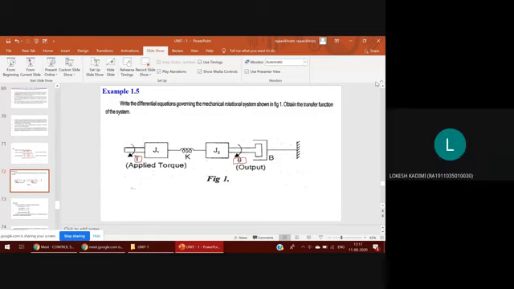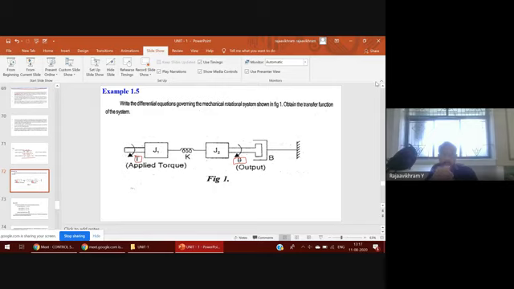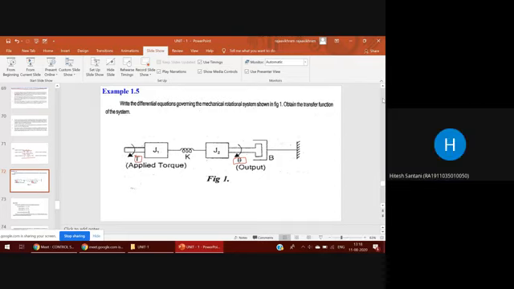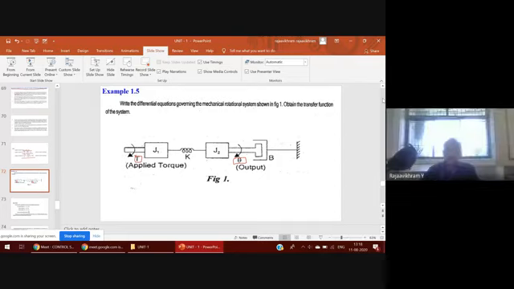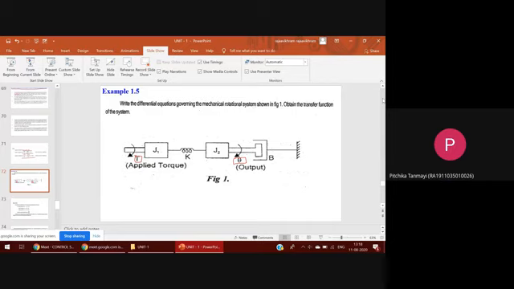So please first draw the diagram. What is the first step? Make free body diagrams of J1. Yes, exactly. So draw the free body diagram considering only which term you have to consider? J1. So draw the free body diagram for J1.